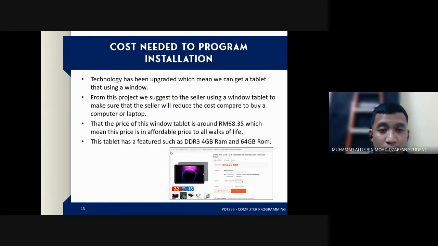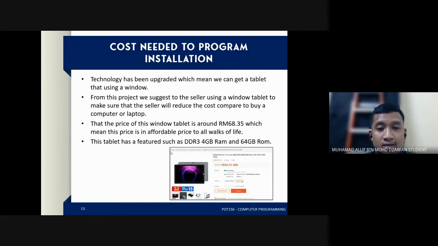Okay, I would like to present about the cost needed for program installation. So the technology has been upgraded, which means we can get a tablet that uses Windows. From this project, we suggest that sellers use a Windows tablet to reduce the cost compared to buying a computer or laptop. Basically, if we use a computer or laptop, it will cost the seller, so this will not help the seller reduce the cost.